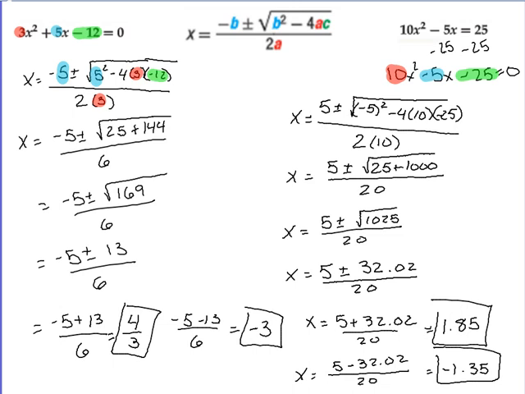Alright, so here's what you got for those two. The first one should have been 4/3 and -3. The second one, the square root of 1025, that's not a perfect square, so you get a number with a decimal. What we're going to do is just round everything to 2 decimals. Okay, so just leave that as the rule for this chapter. Round everything to 2 decimals. Alright. So then I have 32.02, and then when I do the plus, I get 1.85. The minus is -1.35.